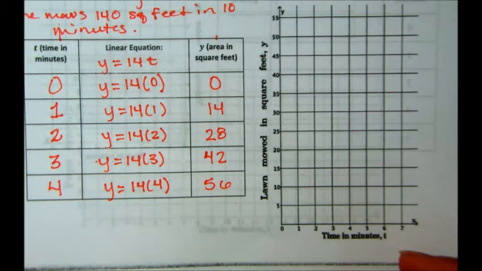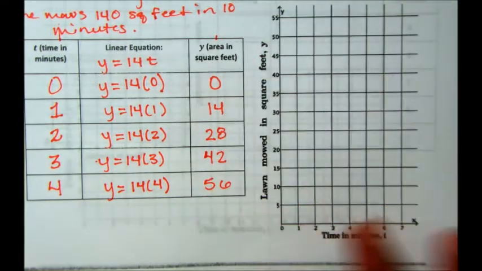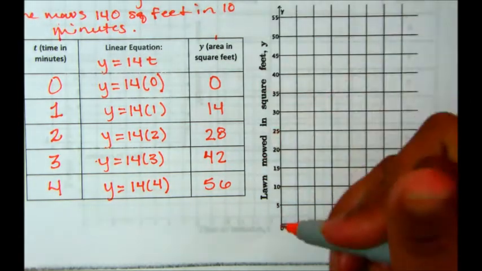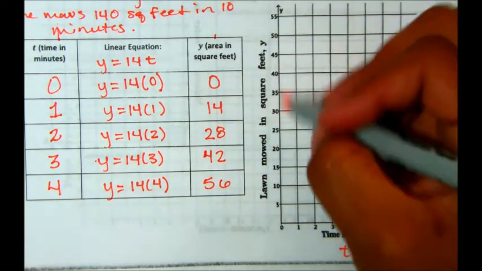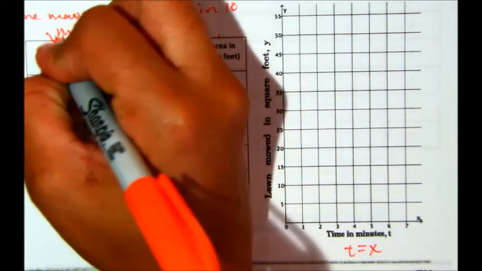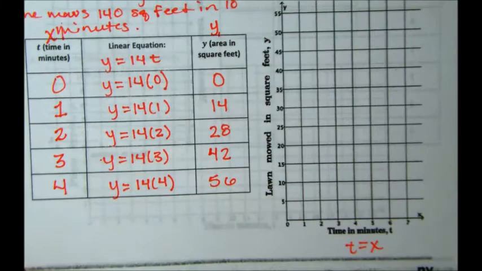Before you begin plotting any points, you want to make sure that you explore your coordinate plane. I notice that my x-axis, my horizontal axis, is actually my t. So t and x are the exact same thing. I notice that my vertical axis is y, and it's called my lawn mowed in square feet. I want to now plot each of these ordered pairs.